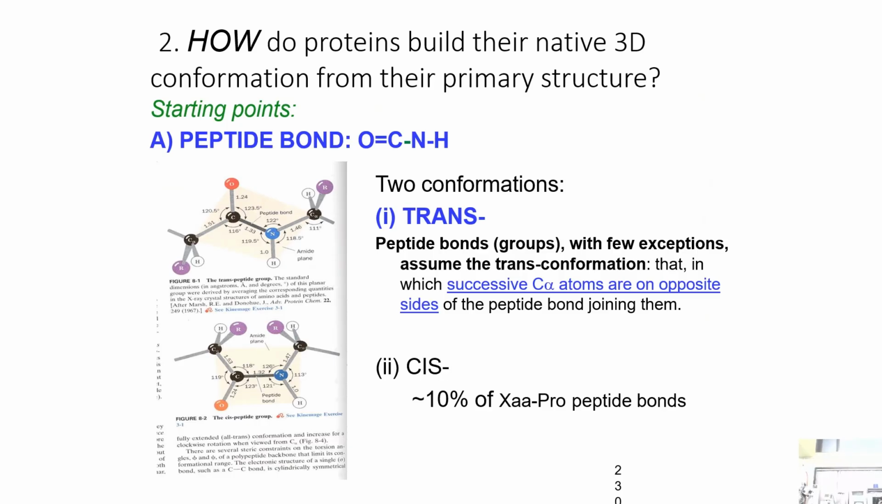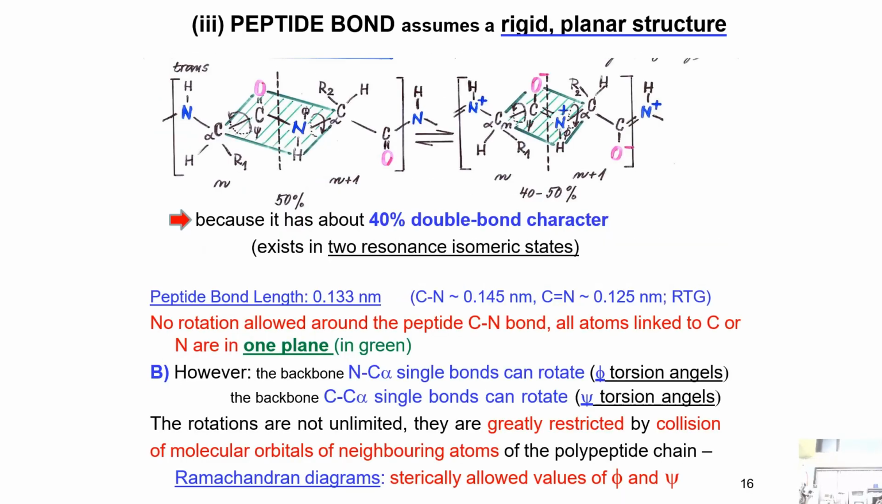So how do proteins build their native 3D conformation from their primary structure? Starting point with the peptide bonds, obviously two conformations, trans peptide bonds to groups with few exceptions. Most assume the trans conformation, that is with successive C alpha atoms on opposite sides of the peptide bond joining them. The cis form will be 10% of the peptide bonds.